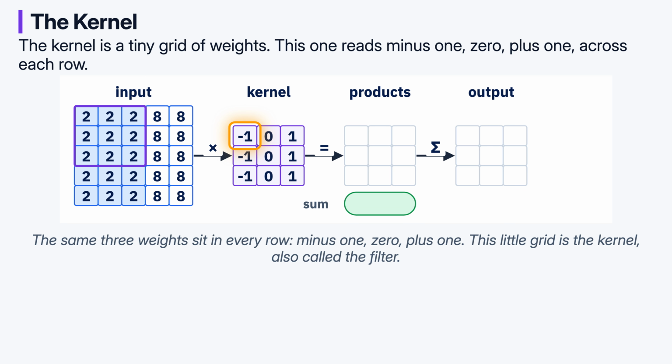The kernel is a tiny grid of weights. Read the top row from the left, -1. Then 0 in the middle. Then +1 on the right. Every row holds the same 3 weights. This little grid has 2 names, the kernel or the filter.